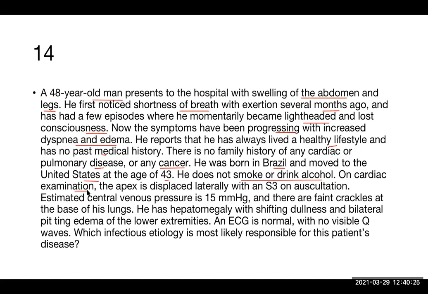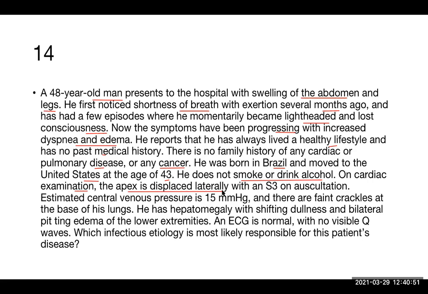On cardiac examination, the apex is displaced laterally. What does that mean? Cardiomegaly. Exactly, cardiomegaly. Where is the normal position for the apex? Where is it present? Sir, fifth intercostal space, mid-clavicular, inside the mid-clavicular line. Very good, on the left.